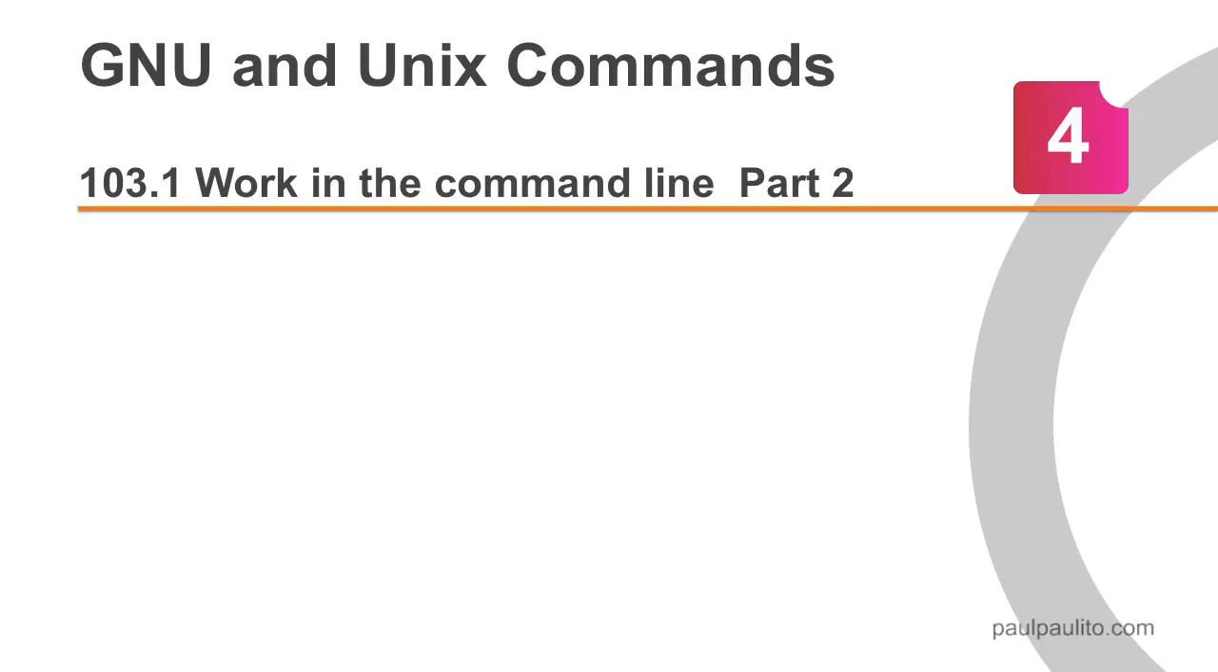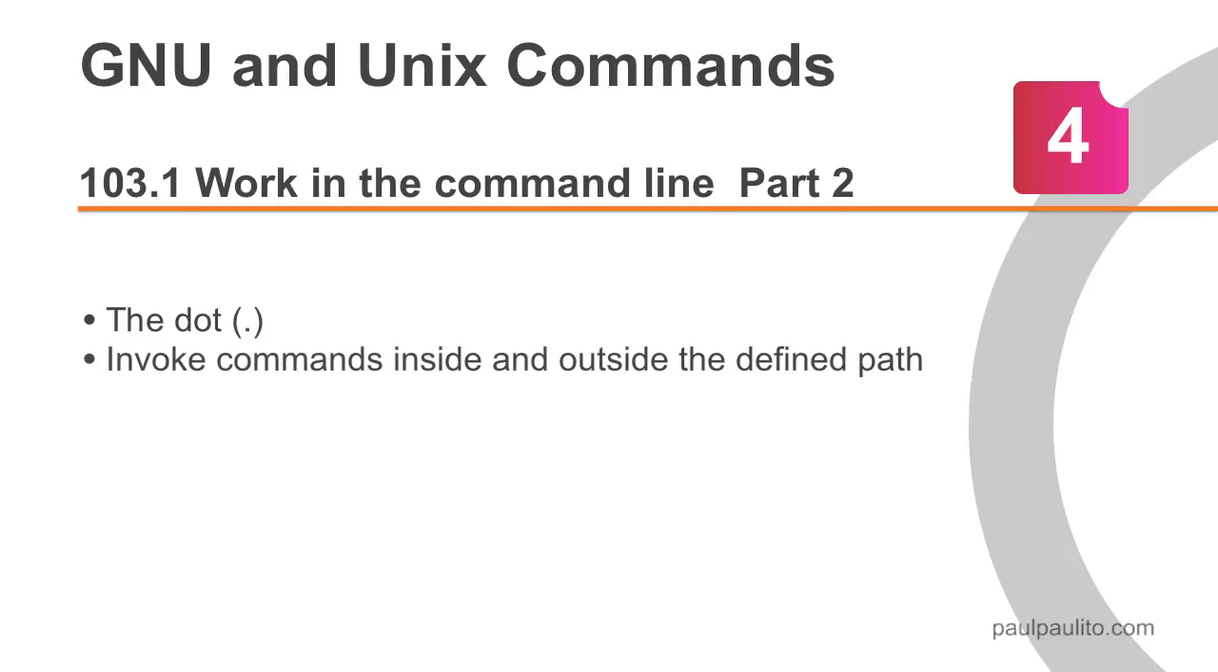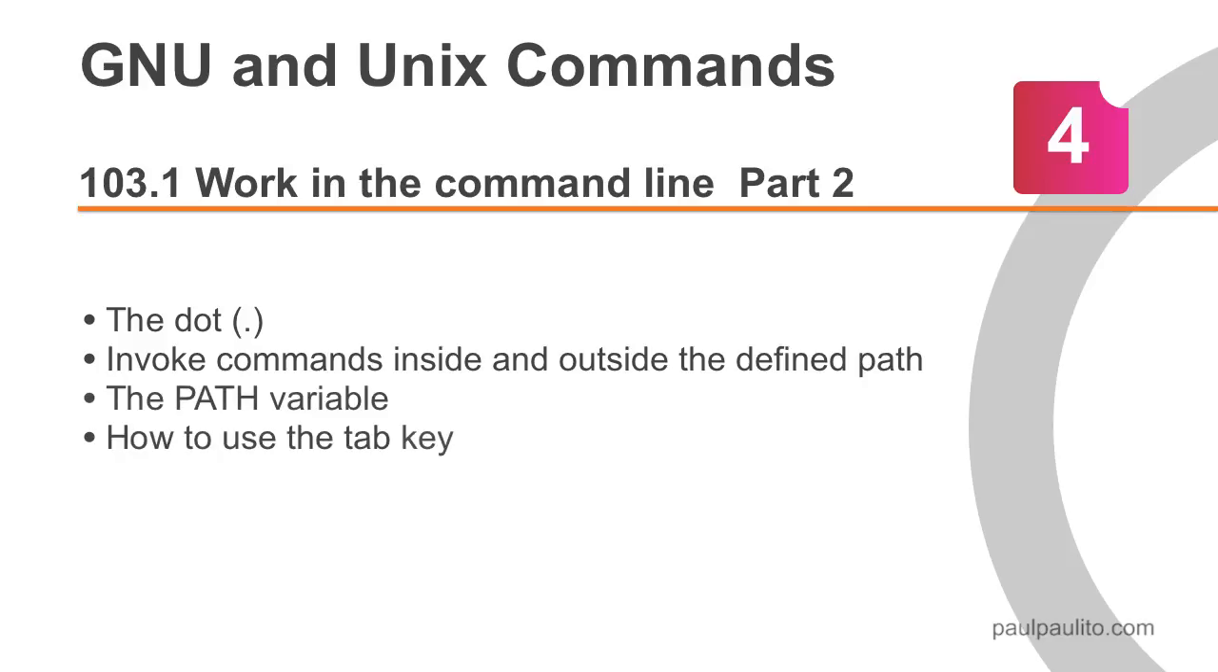103.1 Work in the Command Line, Part 2. In this screencast, we'll talk about the dot, which is an important character in the Linux command line. Further on, we will look at how to invoke commands inside and outside the defined path, what the path variable is, and how to use the tab key for command completion, and finally, introduce some bash control operators. A lot to do, so let's get started.